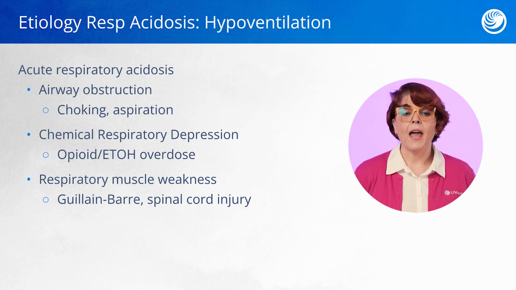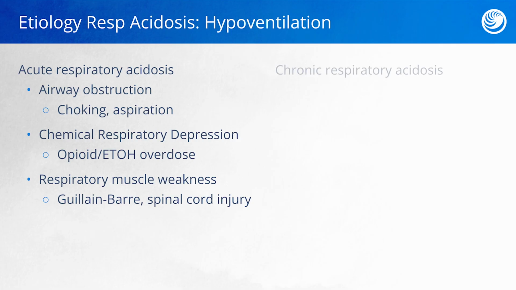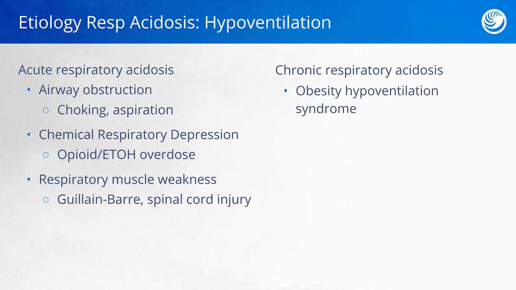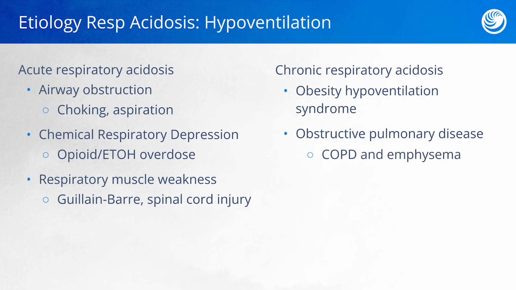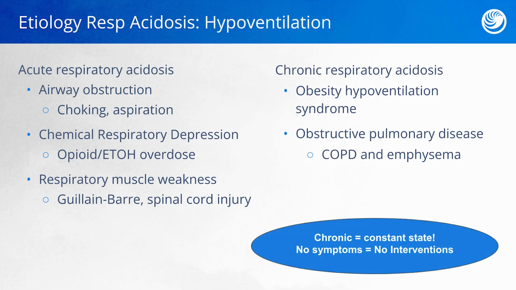Either way, with any of these presentations, my patient is going to be hypoventilated, breathing slow, or having poor gas exchange. Let's look at chronic respiratory acidosis. So we want to think of chronic as constant. These happen over time. So my patient who is obese, maybe they're hypoventilating because they don't have room for their lungs to expand. Maybe they have an obstructive pulmonary disease, so thinking COPD, emphysema, these are chronic changes. If your patient is in a chronic respiratory acidosis, but your question does not talk about symptoms, there's no intervention. These patients are used to being in a state of respiratory acidosis.